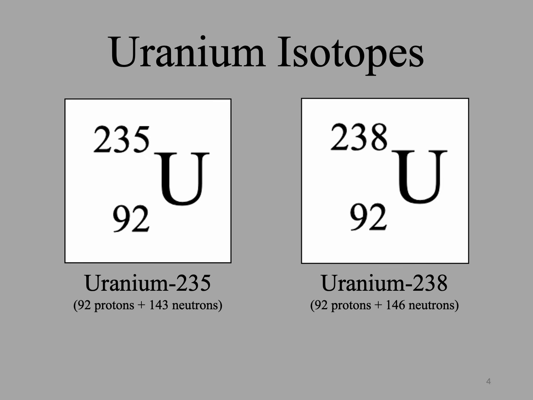The number of protons for a given type of atom never changes. Uranium always has 92 protons. The number of neutrons, however, can change. 2 atoms with the same number of protons but different numbers of neutrons are called isotopes. The number of neutrons determines the isotope of the atom. Uranium-235 has 143 neutrons. Uranium-238 has 146 neutrons.